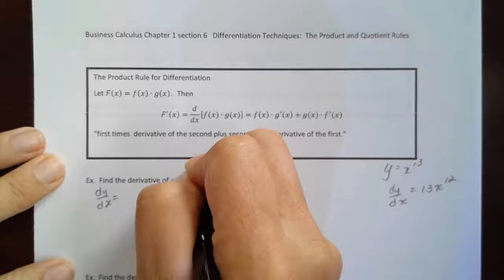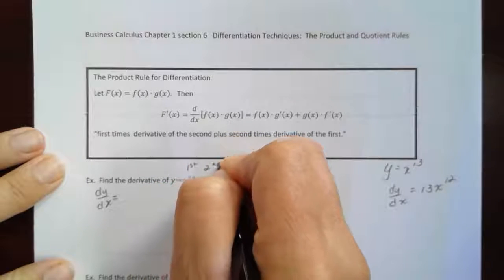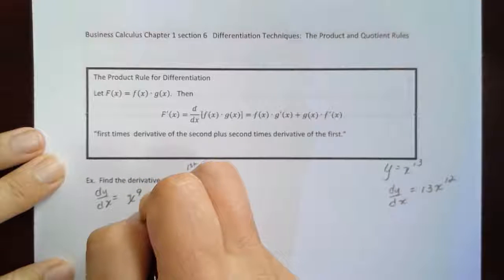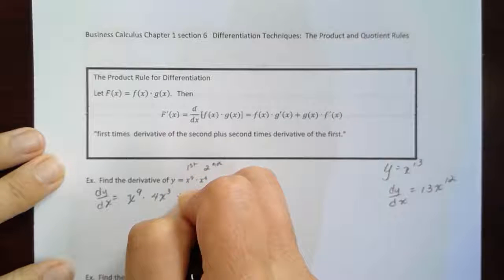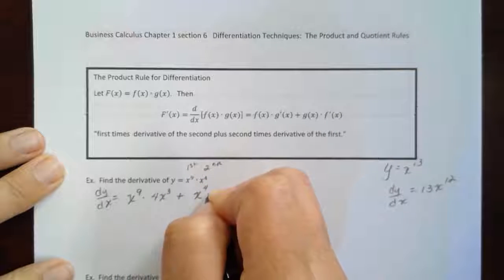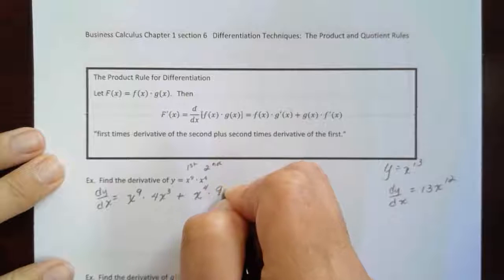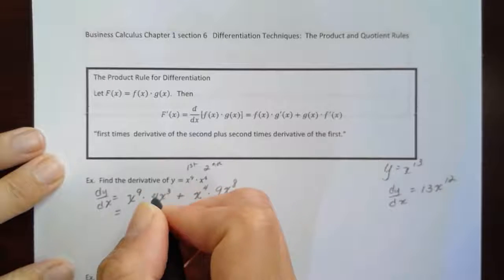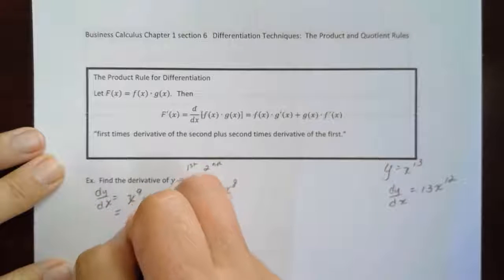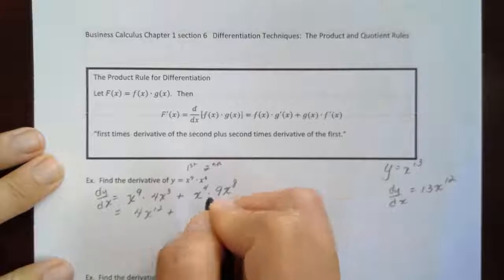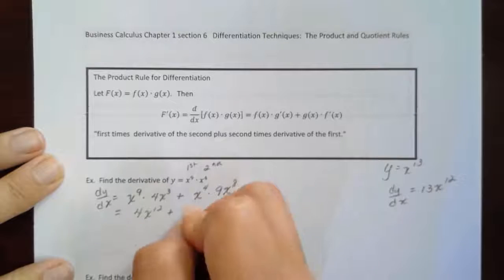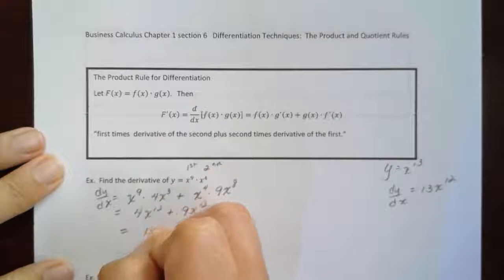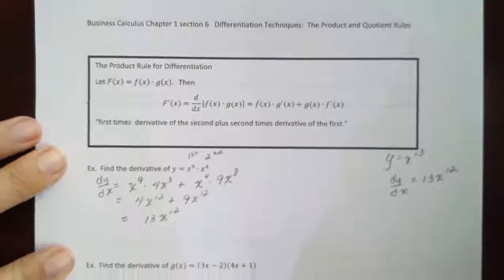let's label this as our first factor and this as our second factor. So the first, which is x to the 9th, times the derivative of the second. The derivative of x to the 4th will be 4x cubed, plus the second, which is x to the 4th, times the derivative of the first factor, so x to the 9th will be 9x to the 8th. If we simplify, 4x cubed times x to the 9th is 4x to the 12th, plus x to the 4th times 9x to the 8th is 9x to the 12th. Add them together, 4 and 9 makes 13x to the 12th power. So it did come out the same.